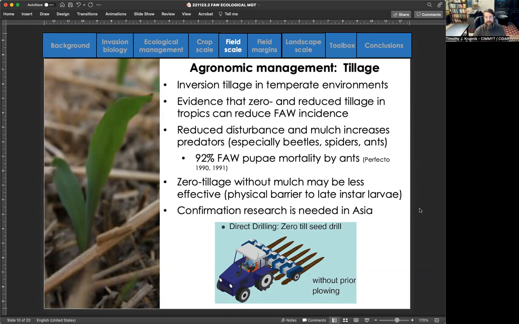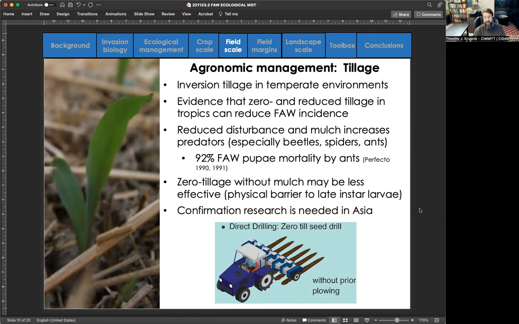Important issues around agroecological management and agronomic management include, for example, tillage. In temperate environments, inversion tillage is recommended as a long-term strategy for management of fall armyworm because it pupates within the soil. And inverting the soil can damage the pupae and ideally, in theory, reduce overall area-wide populations. However, there's also evidence that zero tillage, in which residue from the previous crop is left on the surface, and also reduced tillage, can also reduce fall armyworm incidence. And this came from research literature that was done decades ago.